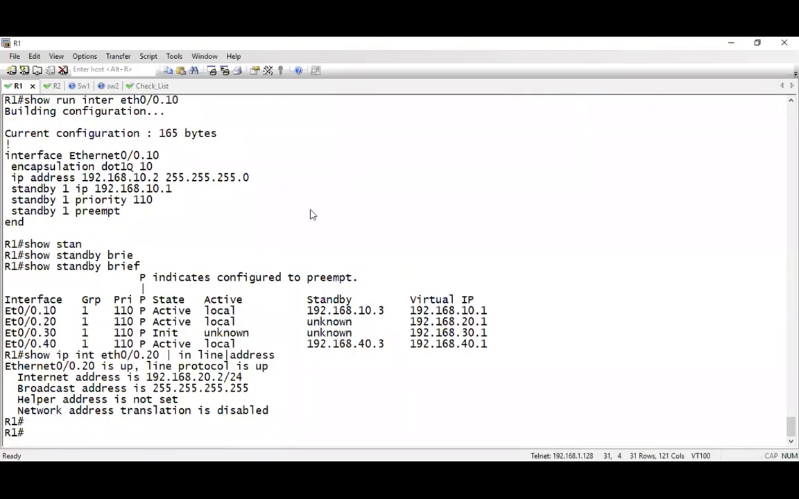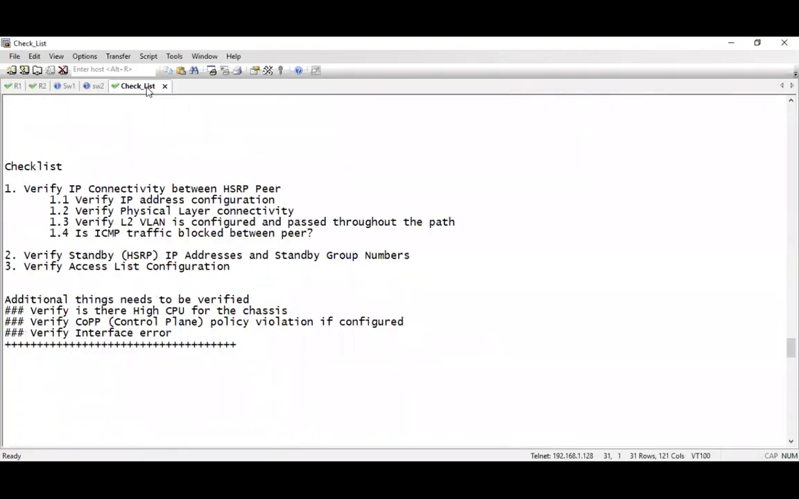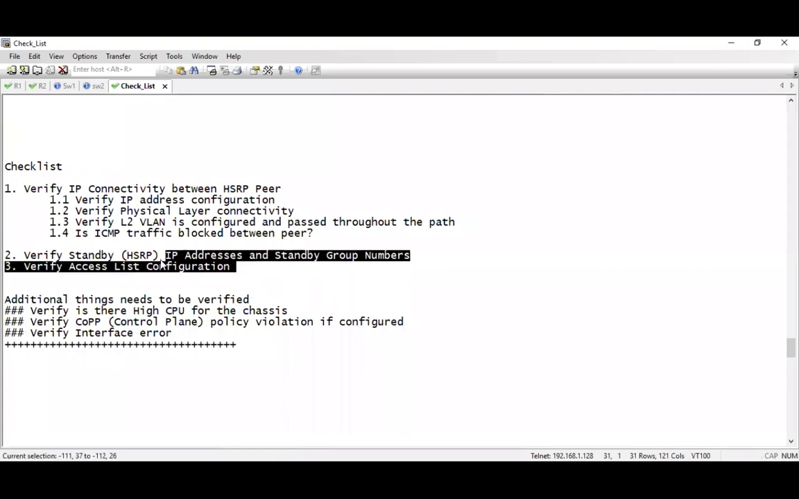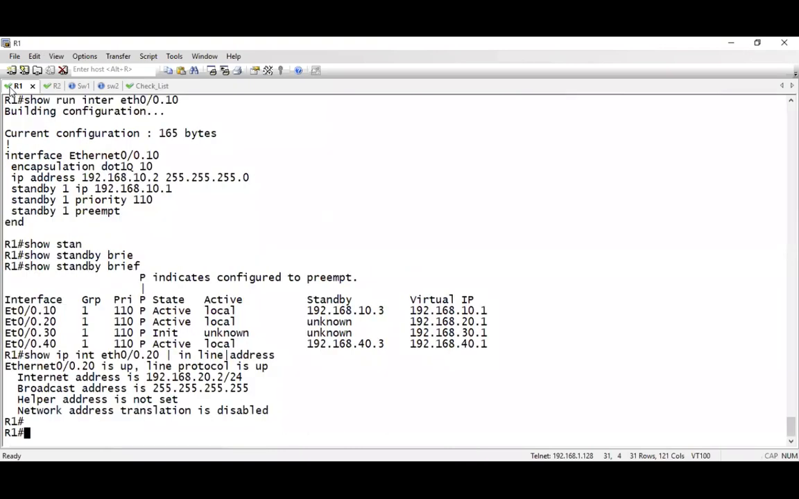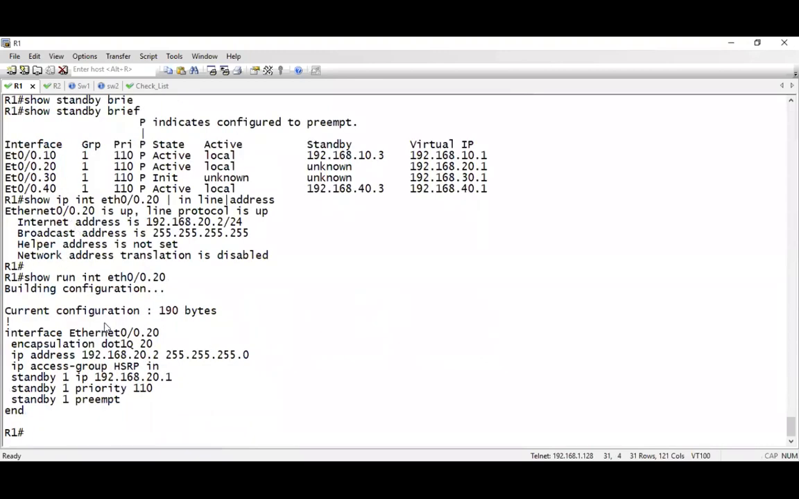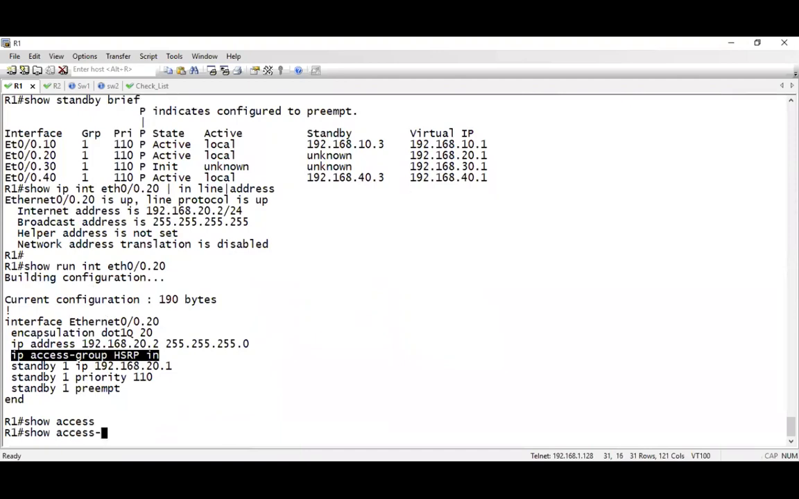Let's verify what the checklist says. The checklist says verify the access list configuration. For that, let me do show run interface 0/0.20 and have a look. Do we have an ACL configured on that particular subinterface? In this particular environment, yes. Let's verify what this access list is all about.